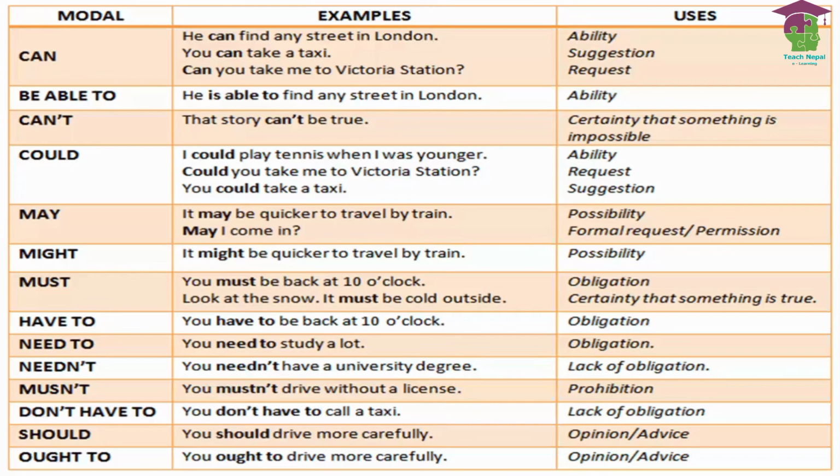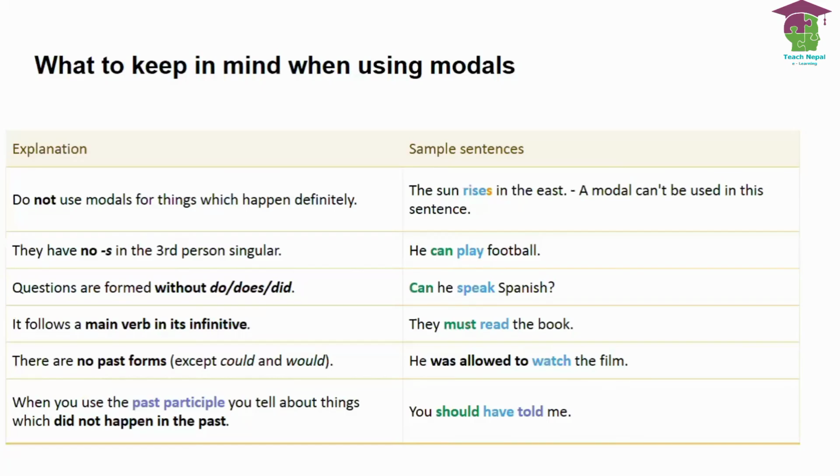So you can see other examples about the functions or the usages of the modal verbs. Can, be able to, can't, could, may, might, must, have to, need not, must not, don't have to, should, ought to, right? So you can see the functions as well. What to keep in mind while using modal verbs? Explanation and sample sentences you have been given.